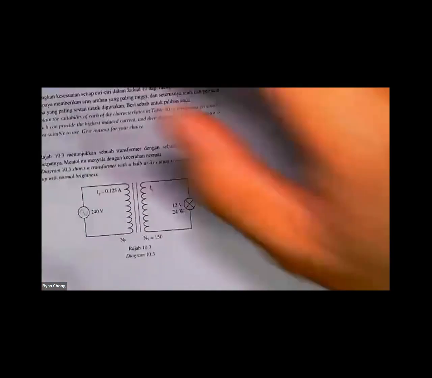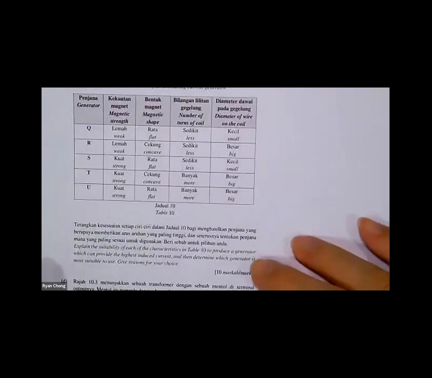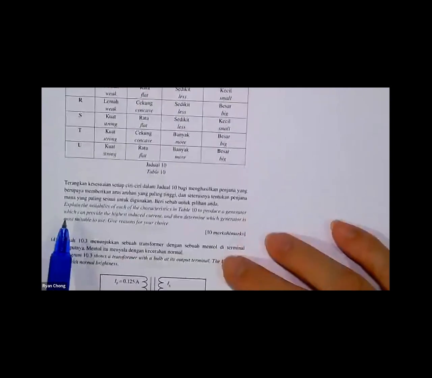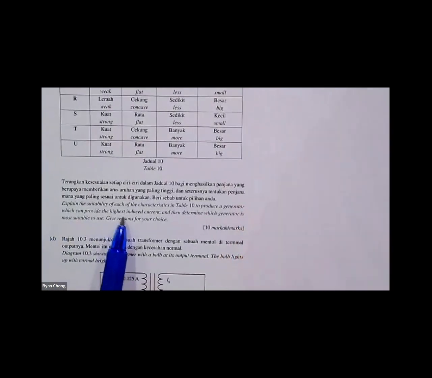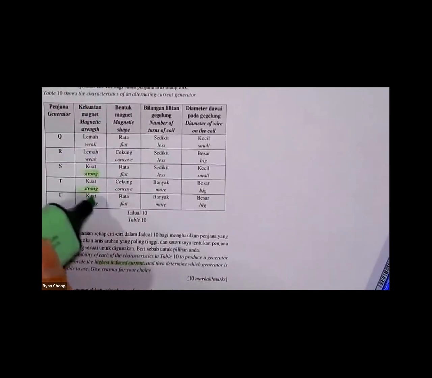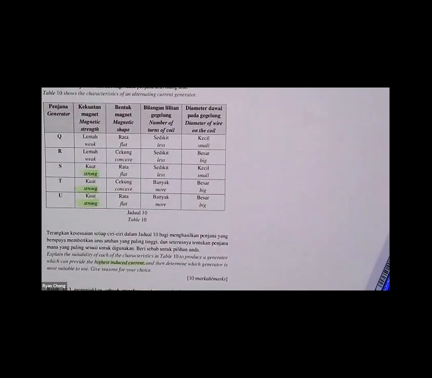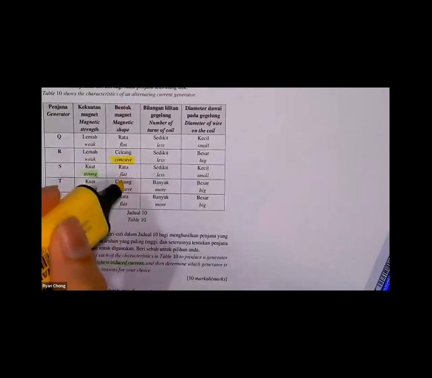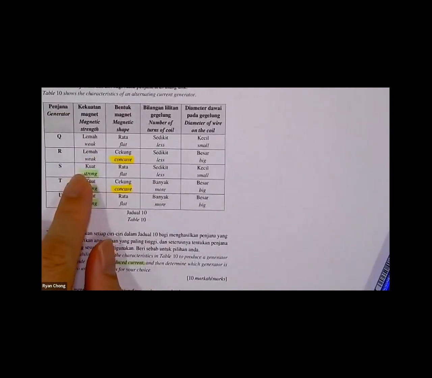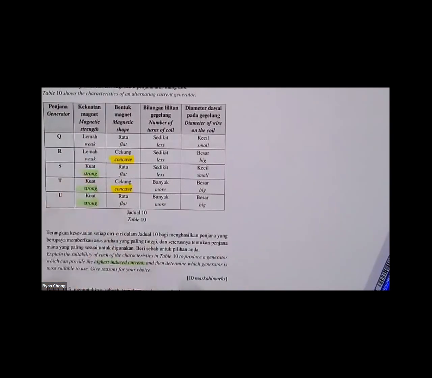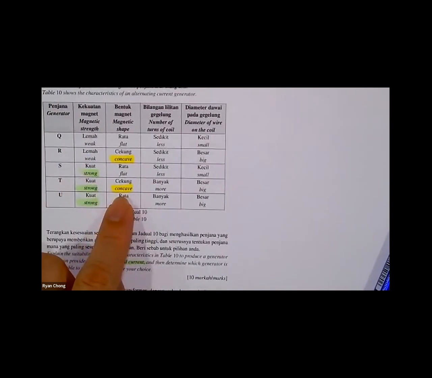Right? Let's look at the questions. What do they want? You need to choose the generator that produces the highest induced current. You want the greatest one, and determine which one is the most suitable. So of course, as I told you just now, the magnet must be strong. Strong magnet. Then you must have a concave shape. Why? Strong magnet, then you got more magnetic flux to cut, to change. Concave, because you can focus magnetic field in the middle. That's why you have more cutting.